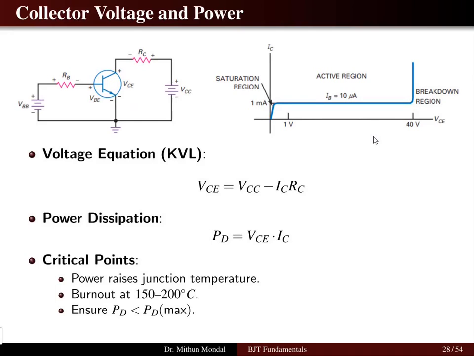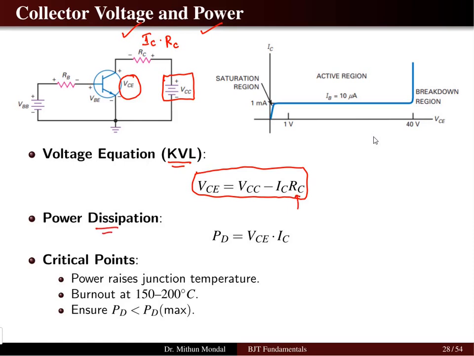Now when we talk about the voltage and the power calculation in the circuit, we use the KVL equation. So what is the KVL equation you have? There is a potential VCC, and there will be a drop, which is the collector current multiplied with the collector resistor. So you will get the potential collector to emitter. This we can write as the KVL equation.